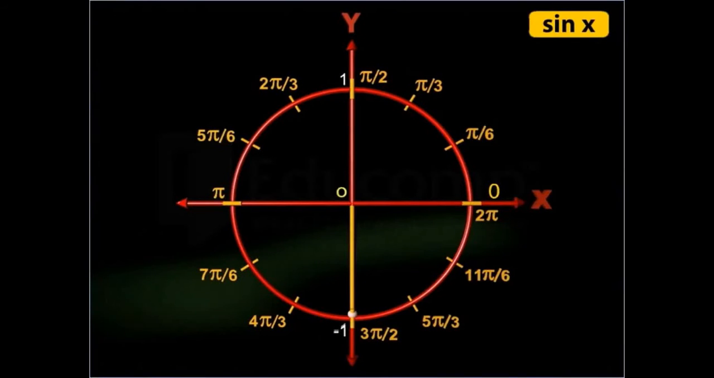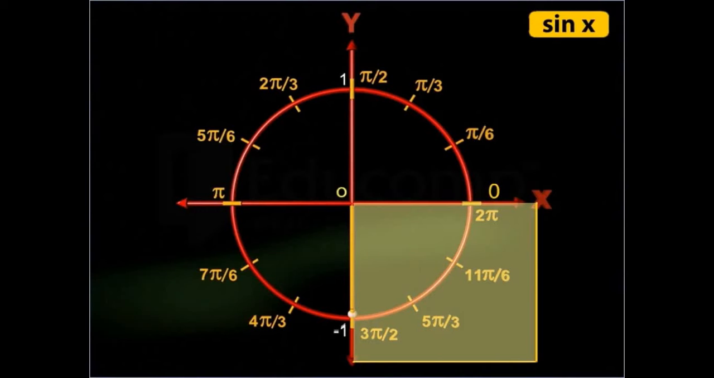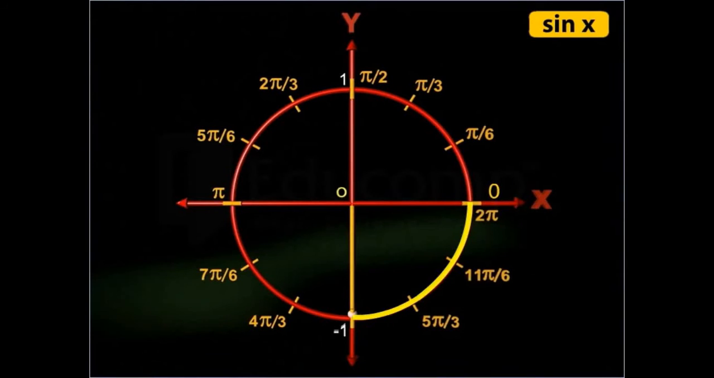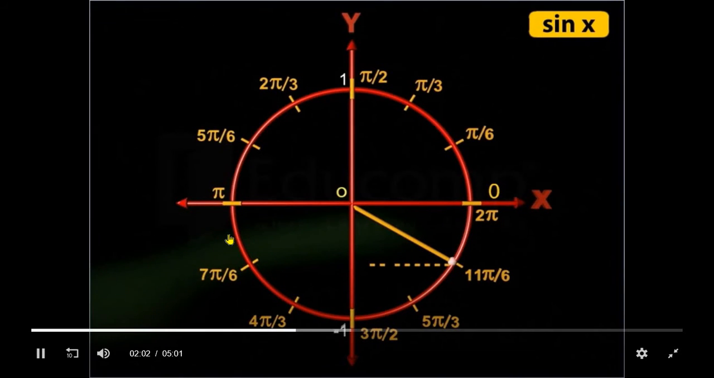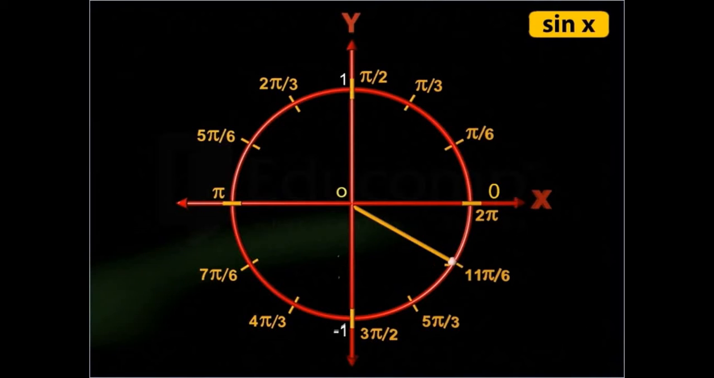Similarly, in the fourth quadrant, as the value of x increases from 3 pi by 2 to 2 pi, the value of the function sine x increases from -1 to 0.